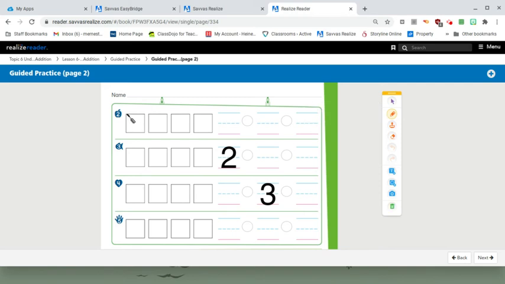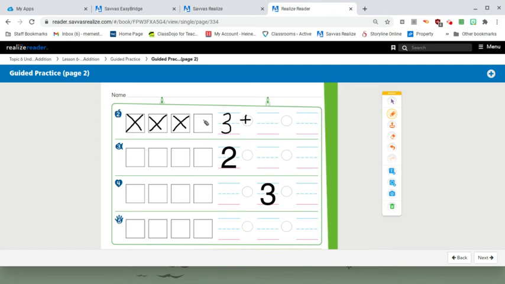Let's go ahead and make 3 X's here. 1, 2, 3. Good work, kindergartners. So what number am I going to put here? How many X's do I have? I have 3 x's. Plus, we're going to use circles for the next one.